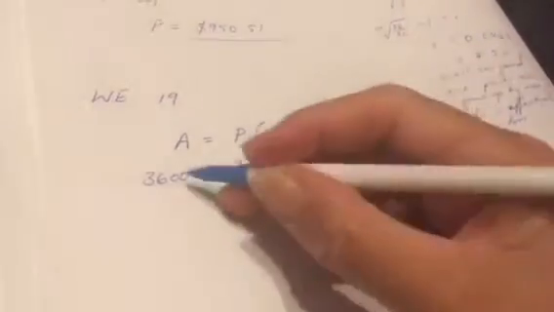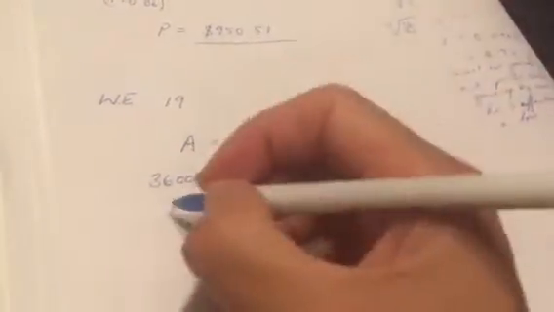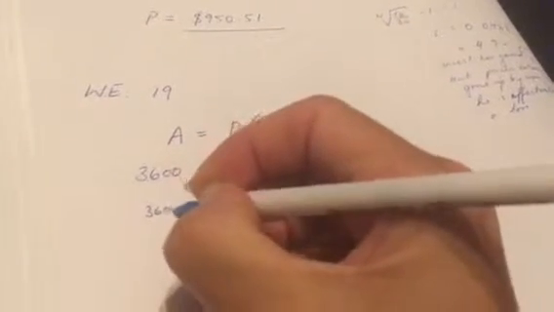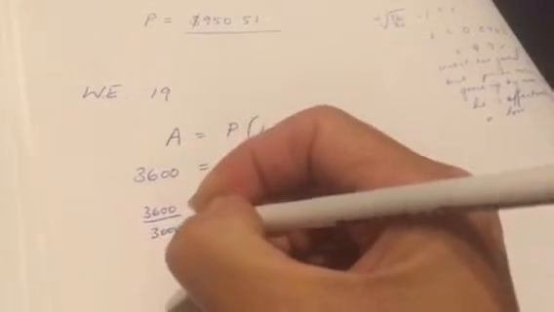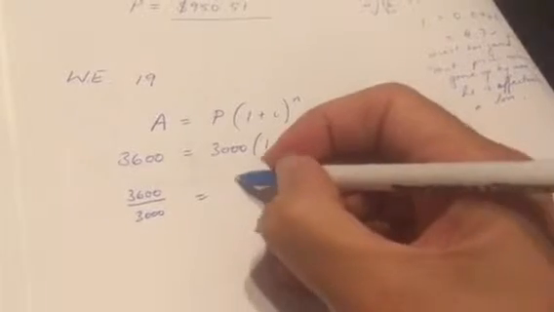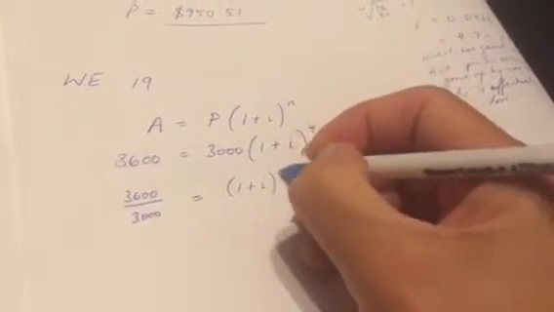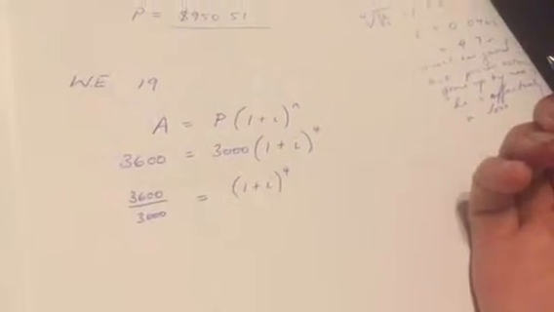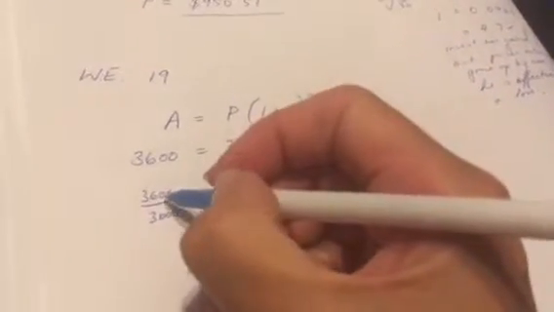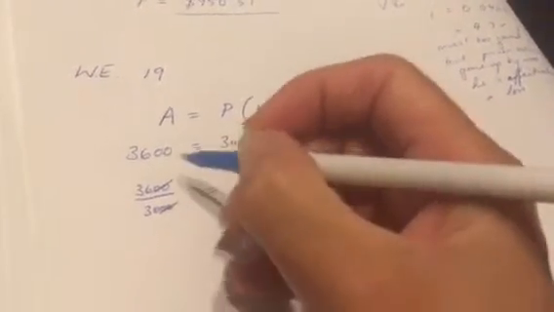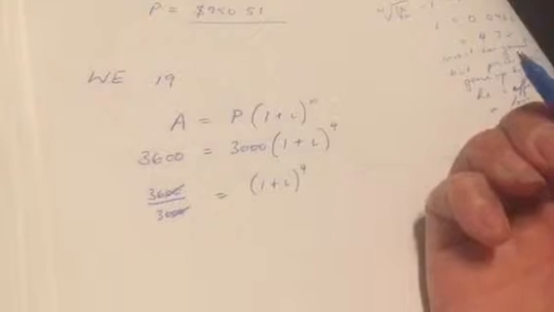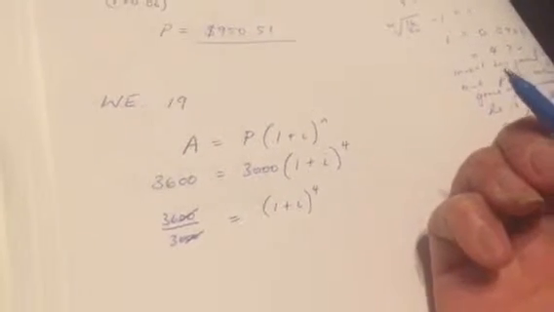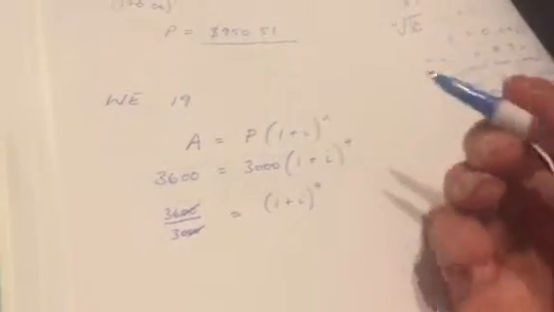Okay, so we're going to have to rearrange this formula to get I on its own. So first of all, I'm going to divide both sides by 3,000. So I've got 3,600 over 3,000 equals (1 plus I) to the power 4. Now just to make things easier, I'm going to simplify that and just make it 36 over 30, just so there's less writing on my page.